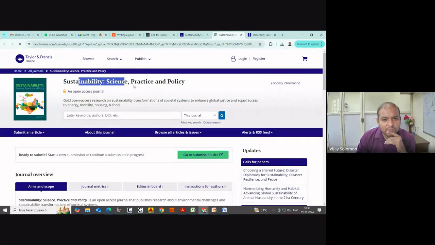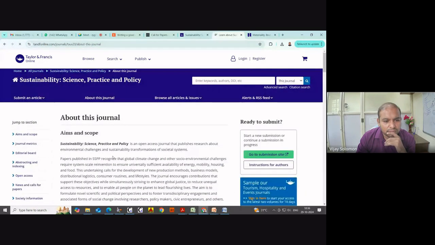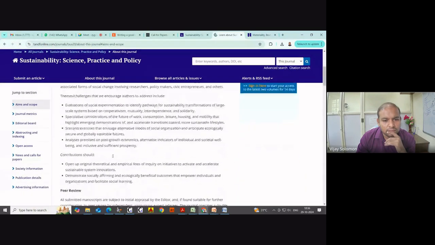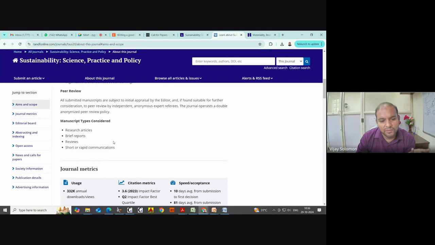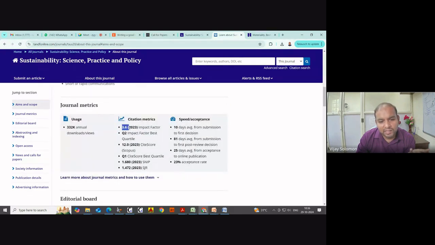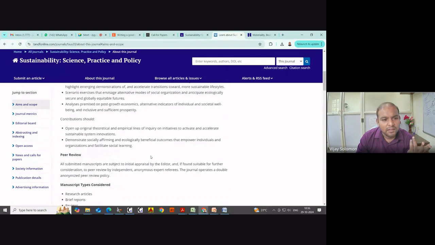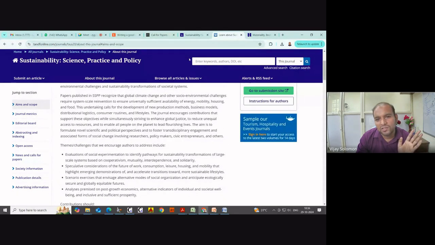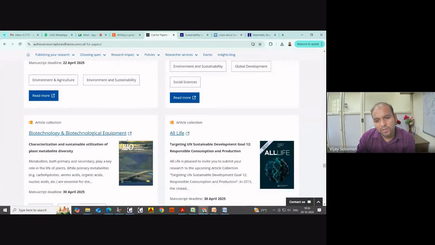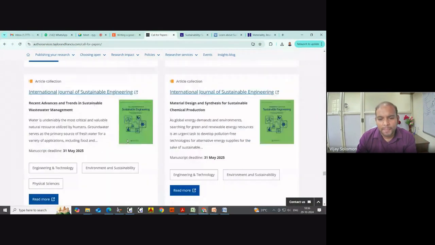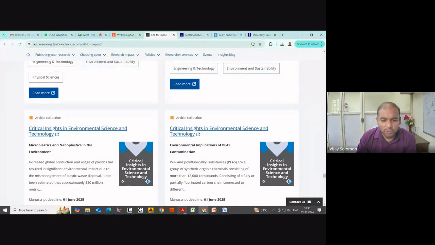Okay, so Sustainability: Science, Practice, and Policy. About the journal you have, and then you see here research articles, brief reports, reviews. Oh, they do accept reviews. And look at the journal metrics, it's a 3.6 impact factor. That's a great thing, right? So you have to just go and pick the journals in that way. Anything that you love to do, you can do it here. Okay, you can score. This is how you need to do.